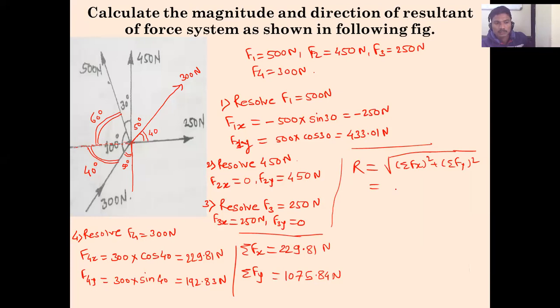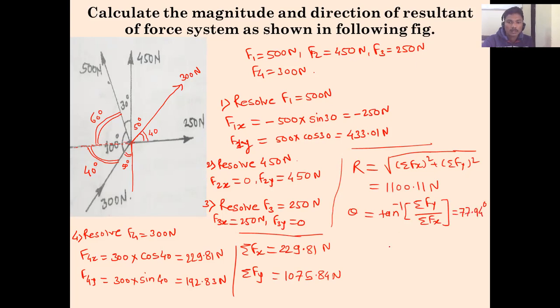How much is it? Tell me fast. 1100.11. 1100.11 Newton. Theta. 77.94. Yes, sir. 77.94. Summation Fy divided by summation Fx. How much? 77.94.